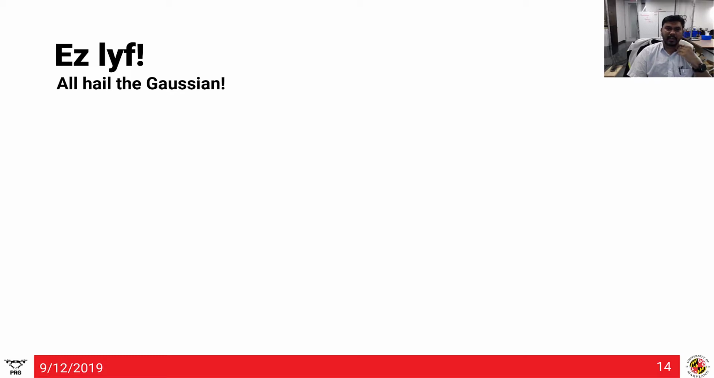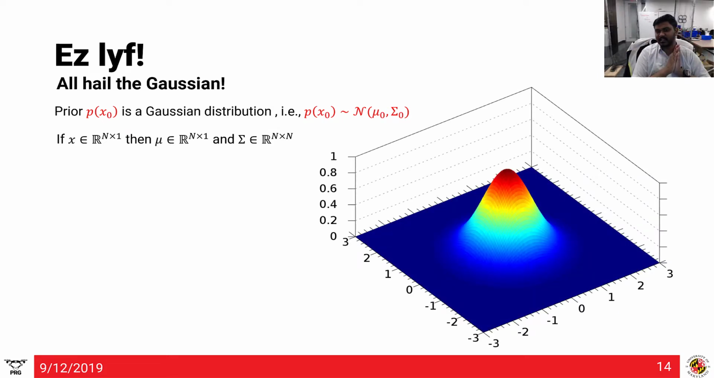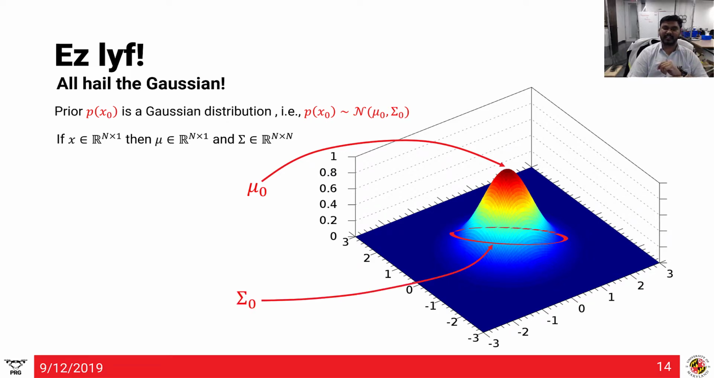Next we make an even simpler assumption. We say the prior is given by a Gaussian distribution, and let's say the state is some n by 1 vector, the mean is the exact same n by 1 vector, and the covariance is an n by n matrix, right? In this case, I'm showing a Gaussian where n is 2, and the z-axis is just showing you the amplitude, right? The thing in the center is the mean, and the 1 sigma contour represents the covariance matrix, sigma naught here, right?